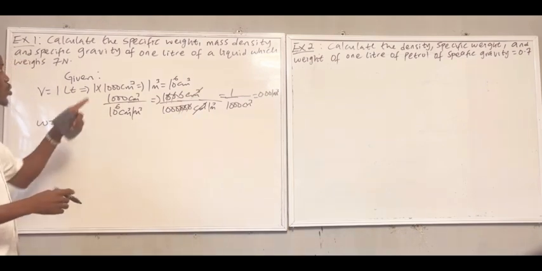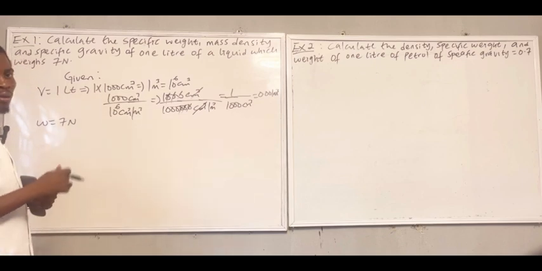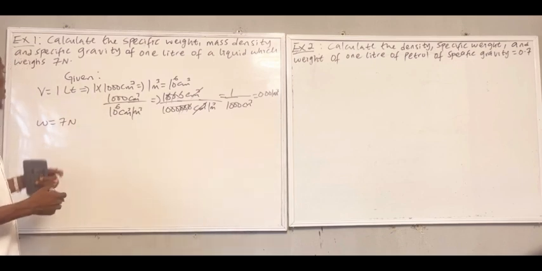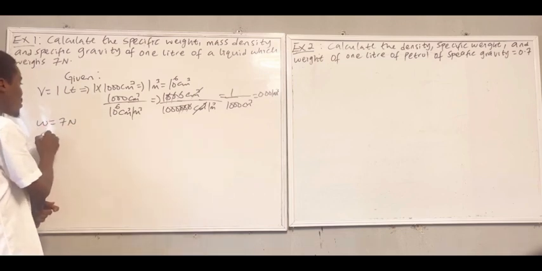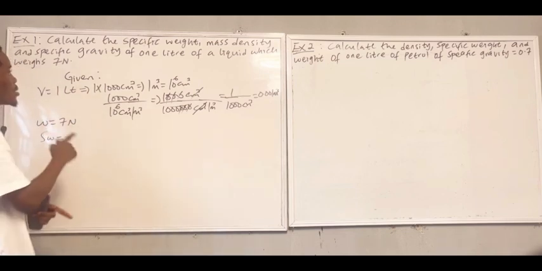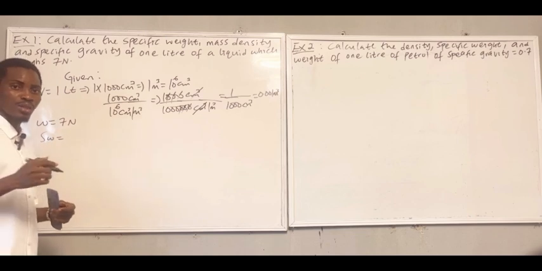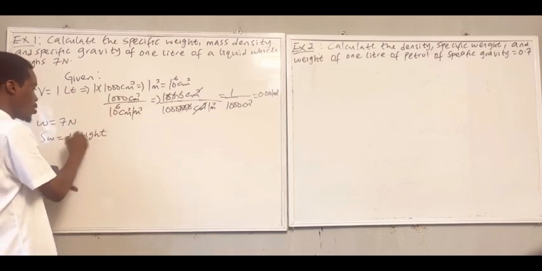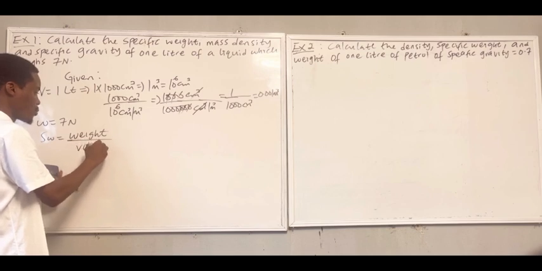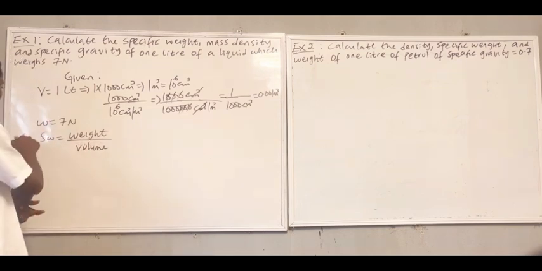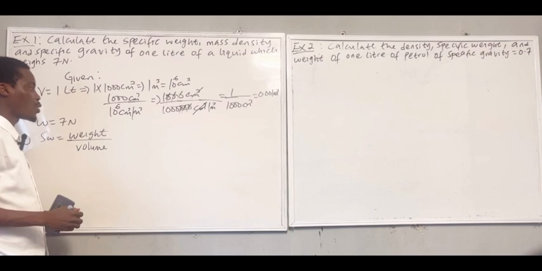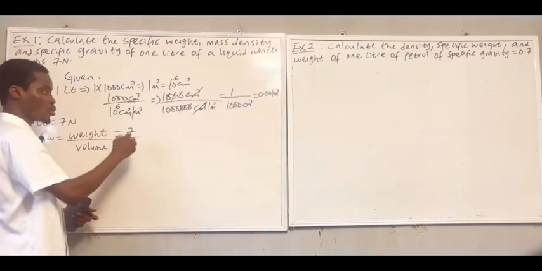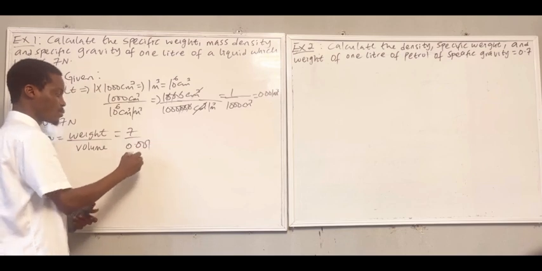So the next step is to find the specific weight, and when I get the specific weight, find the mass density and specific gravity. The formula for specific weight is weight all over volume. Calculate my specific weight: weight all over volume. So what is my weight here? It weighs 780 over volume, which is 0.001.